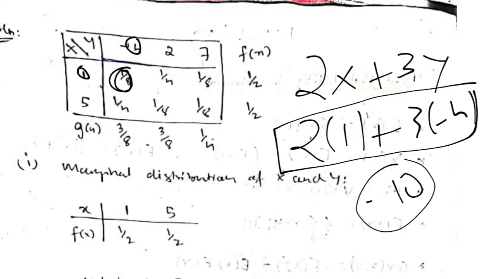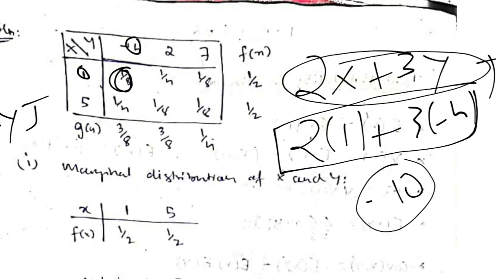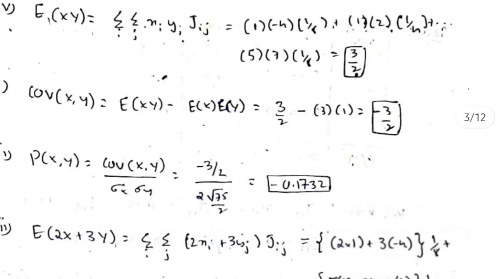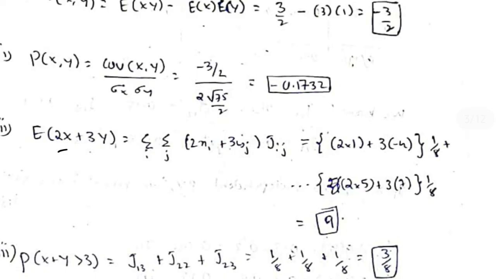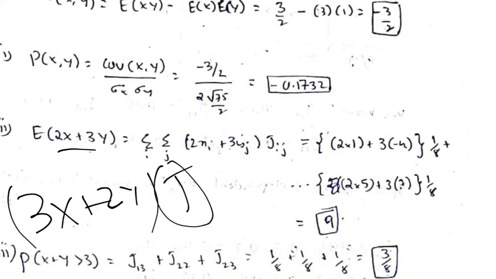Like previously how we did x into y into j, instead of that we are doing 2x plus 3y into j. Instead of xy, we have 2x plus 3y. And if in the place of 2x plus 3y they give 3x plus 2y, we have to find out as they have given, 3x plus 2y, then multiplied with the corresponding j element. Like that we will be doing for all the elements.